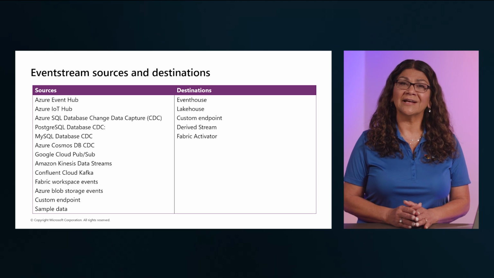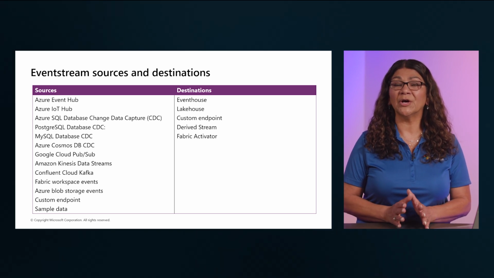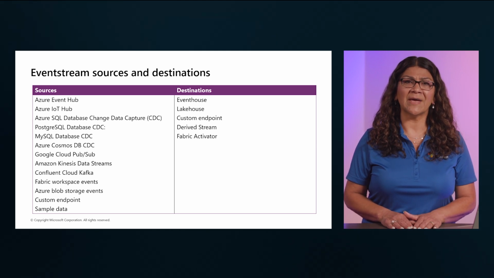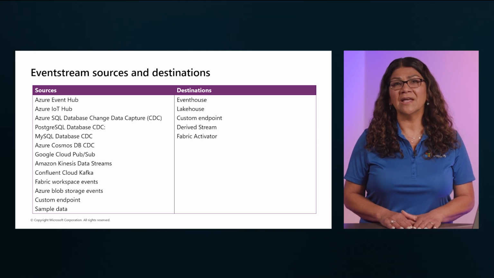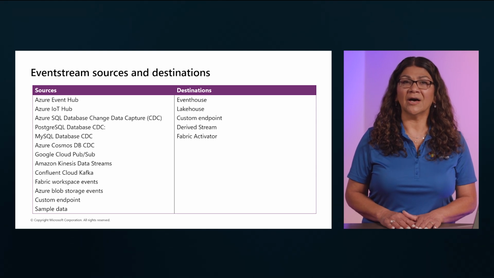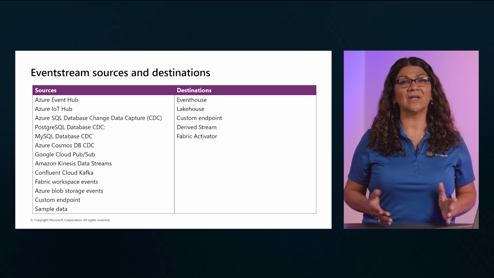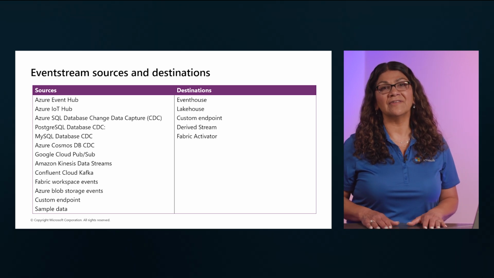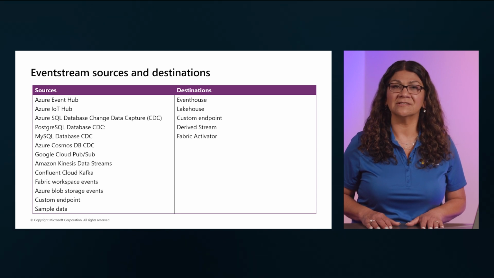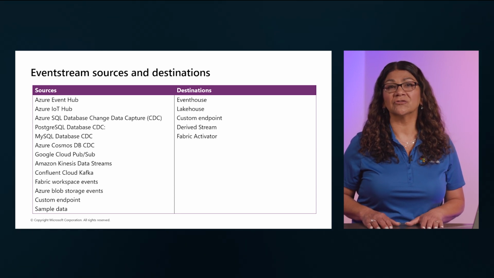This is a specialized destination created post-application of stream operations like filter or manage fields to an event stream. It represents the altered default stream after processing, which can then be routed to various destinations within Fabric and monitored in the real-time hub. And lastly, number five, Fabric Activator can be used to trigger automated actions based on the values in your streaming data.